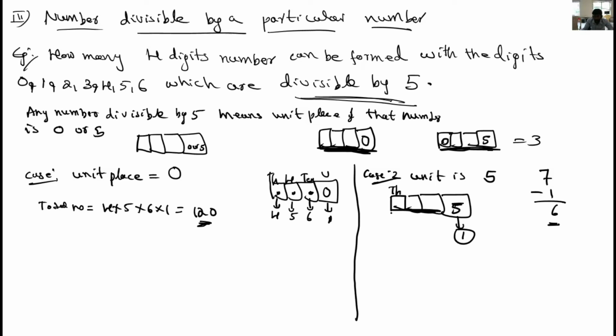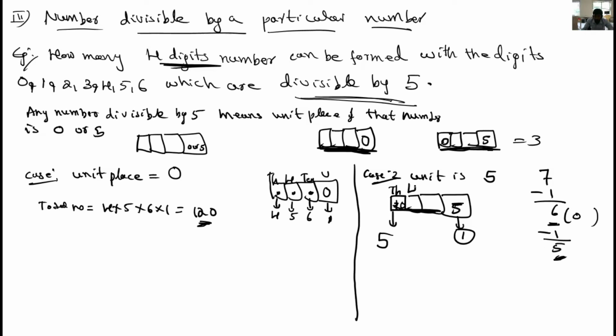But consider the thousands place. Here we can't use 0. In the 6 numbers, 0 is also included, right? But for the thousands place we can't use 0, because if you take 0 in the thousands place, then your number becomes a 3 digit number. But our question is the formation of a 4 digit number. So in 6 numbers you can take here only 5 numbers. So 6 minus 1, so 5 numbers are remaining now.